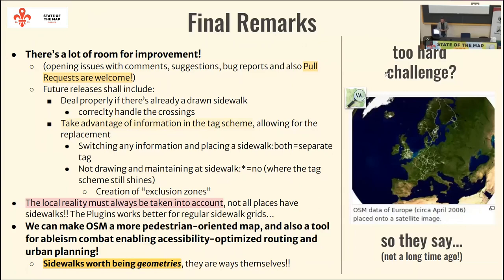And then always remember, for all of you, the local reality must always be taken into account. The plugin does not work well for complex shapes, like if you have many levels of roads and bridges. But it is intended for a huge part of the territory that is occupied with not complex types of roads. So if you think it's too hard, a challenge too hard, they said not long ago the same for the whole OpenStreetMap. This is the data from Europe in 2006.